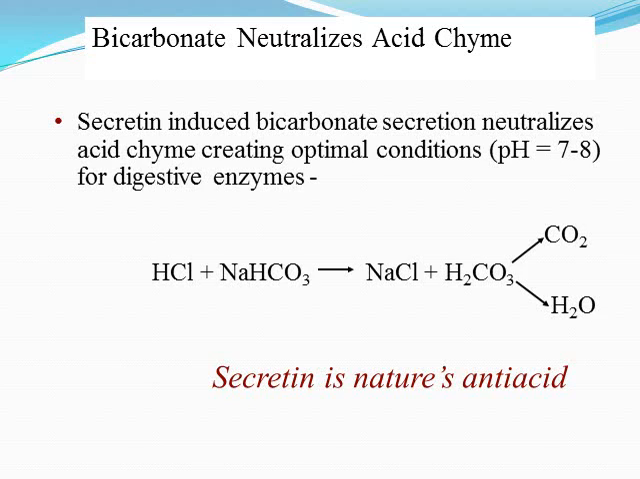The other thing that is secreted is secretin, which allows bicarbonate to be secreted and increases its production within the pancreas. As we mentioned earlier, it's nature's antacid. The mechanism by which this occurs is similar to what's happening in the respiratory tract. So we go from HCl and we end up with CO2 and water and sodium chloride.